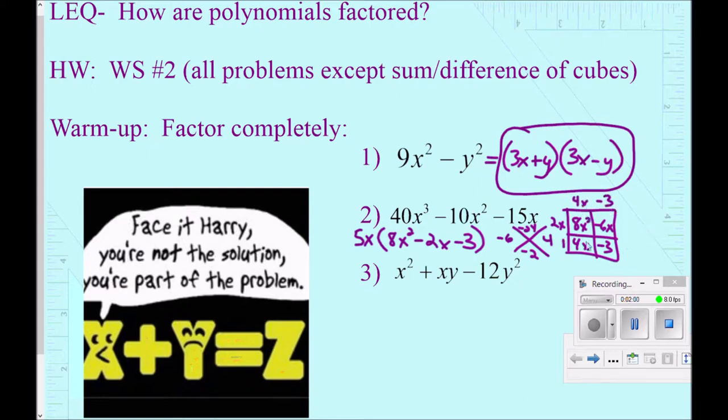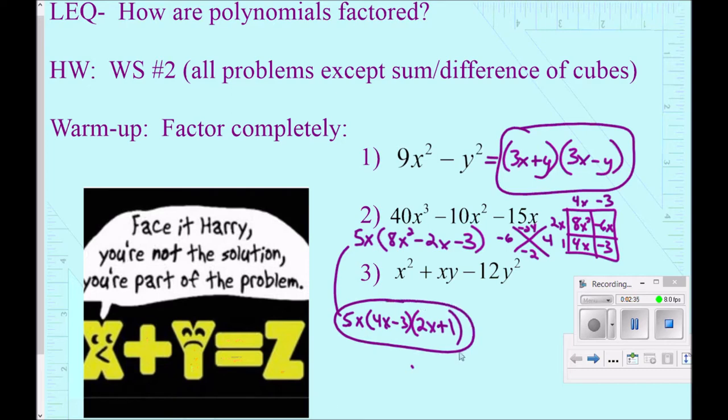Check that, 2x times 4x, 8x squared, 2x times negative 3, negative 6x, 1 times 4x, 4x, and 1 times negative 3, negative 3. So final answer here for number 2, 5x is out front, times the quantity 4x minus 3, times the quantity 2x plus 1. I guess the marker decided to stop working for some reason. There we go, 2x plus 1. And that's it for number 2.